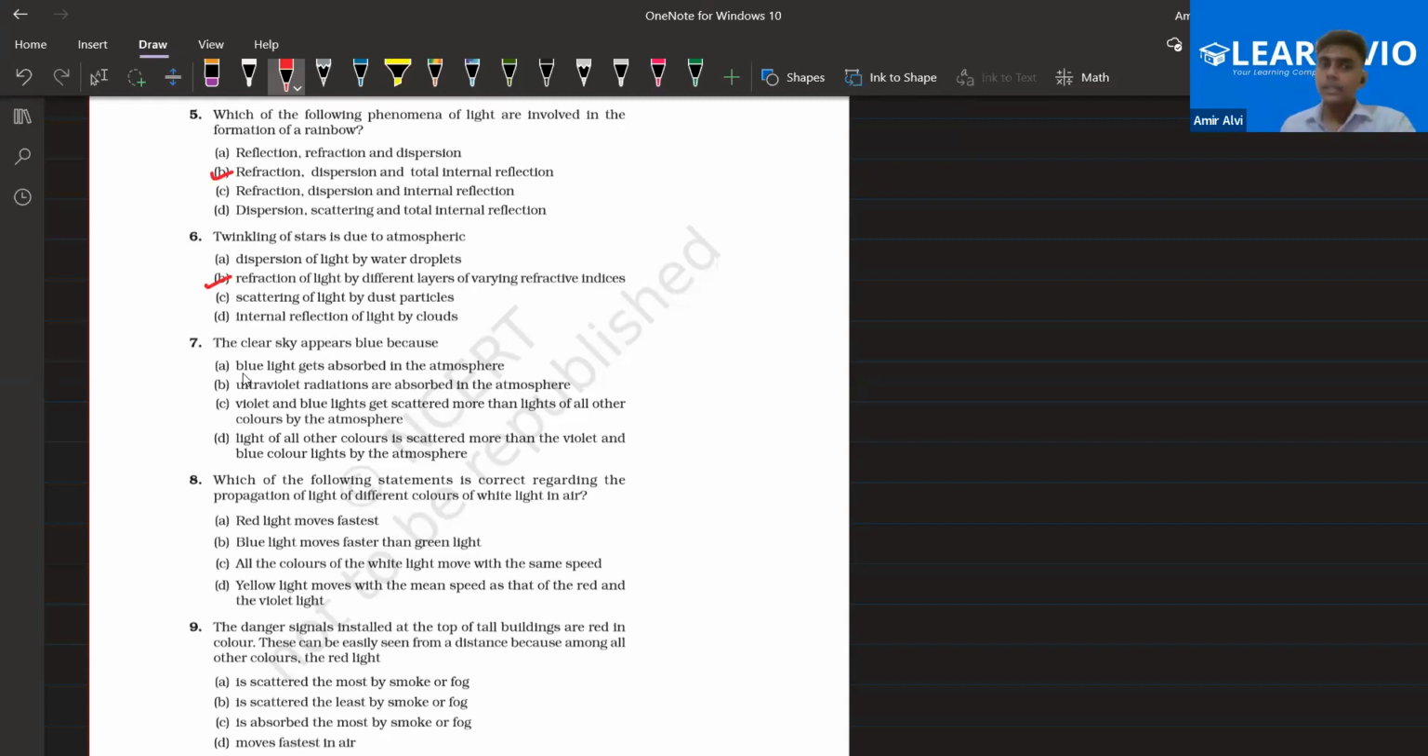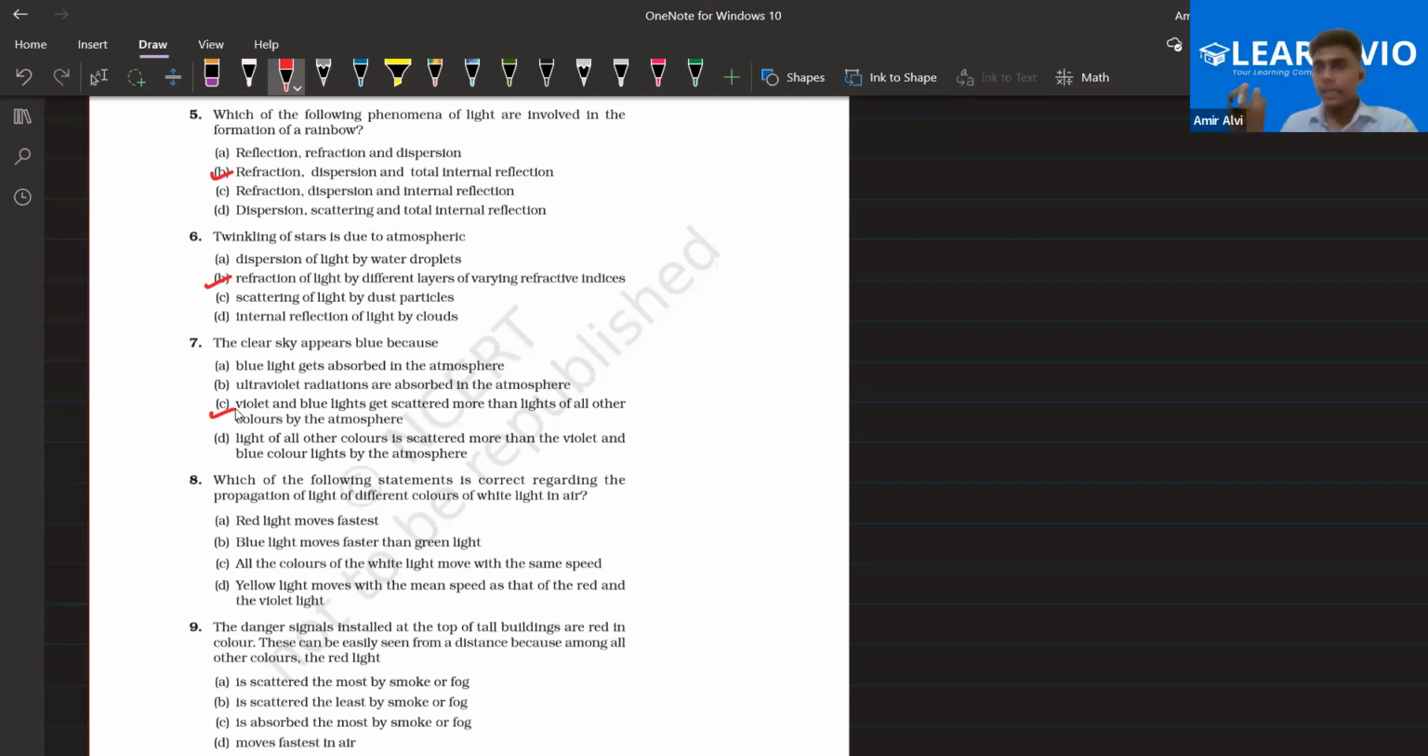Okay. Next, the clear sky appears blue because blue light gets absorbed in the atmosphere, or ultraviolet rays are absorbed in the atmosphere, or violet. Only the C option is correct, because blue and violet light are scattered more than any other color because they have shorter wavelengths, right? I've told you about the scattering of light, so there will be more blue color, right?